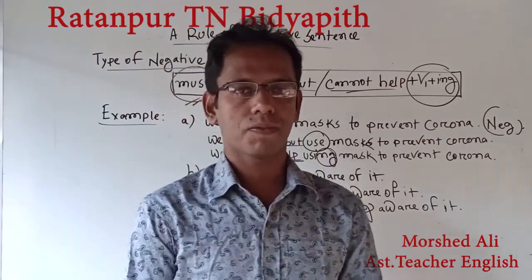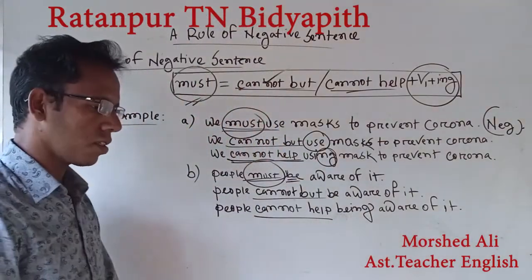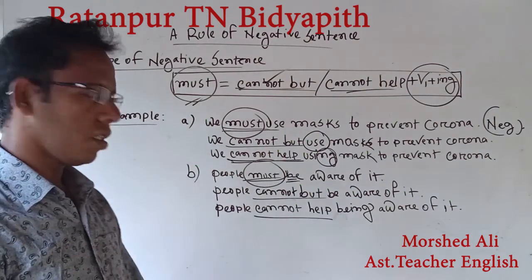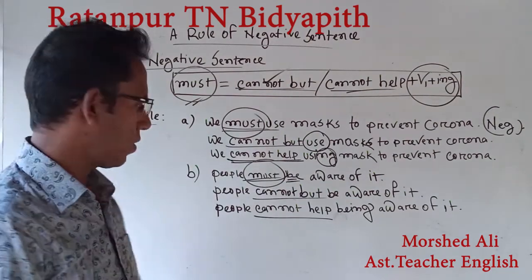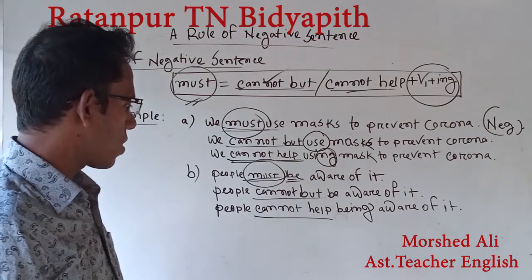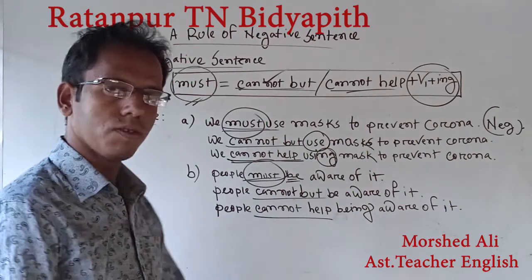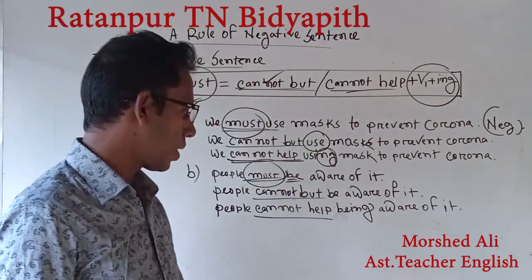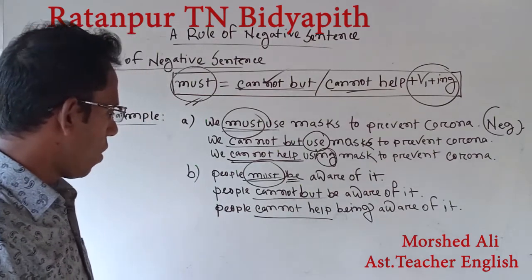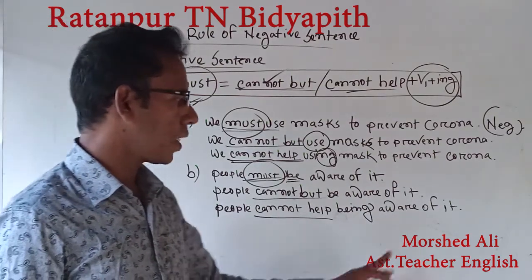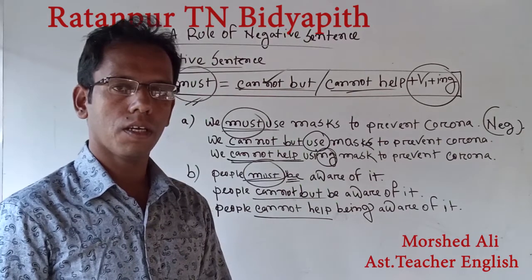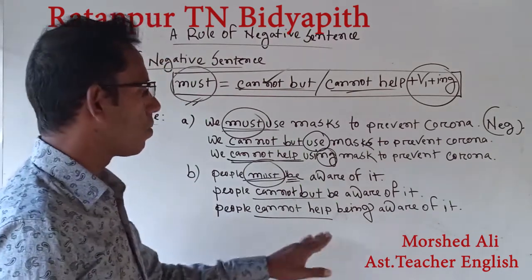Dear learner, if you follow carefully on the whiteboard, it will be clear that instead of must, I have used here cannot help. That means people cannot help being aware of it. Being aware of it. This is the answer.